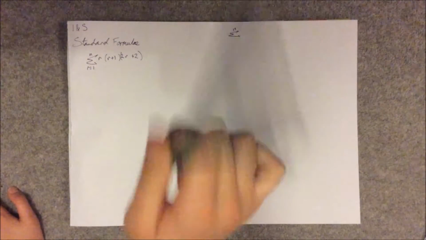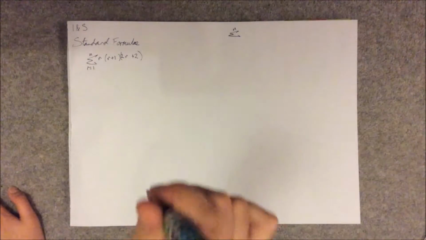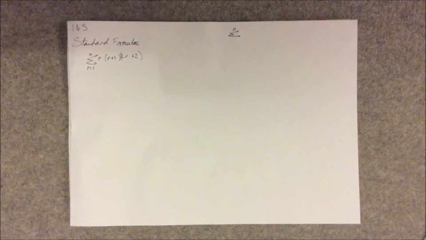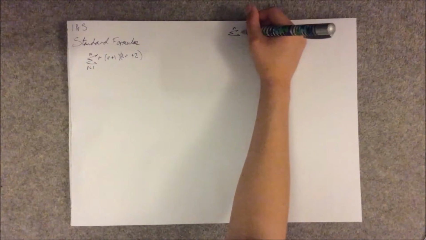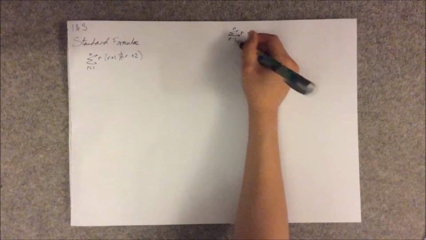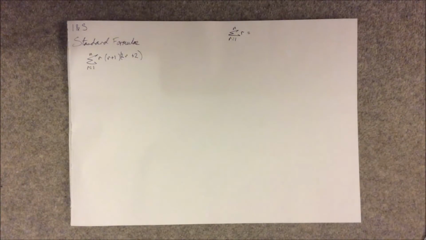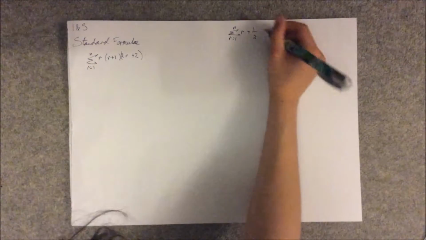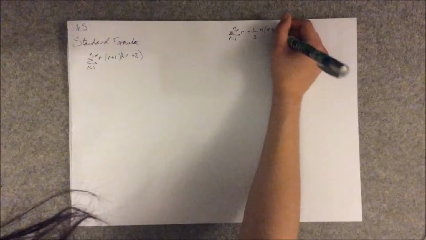Sigma notation is important. I am lecturing you, but it is important. Sorry if I looked really creepy then, but I needed to get my point across. From r equals 1 to r equals n. For simple r, it is 1 over 2 n plus 1.